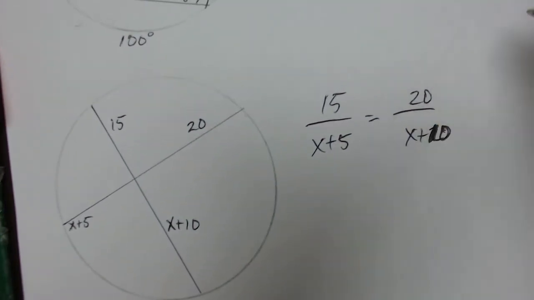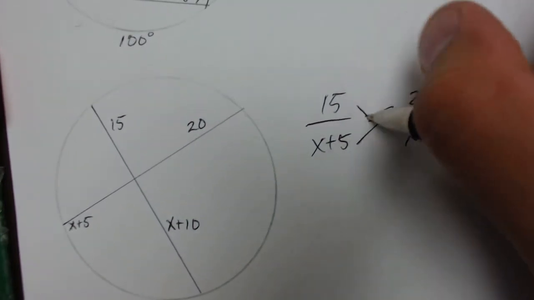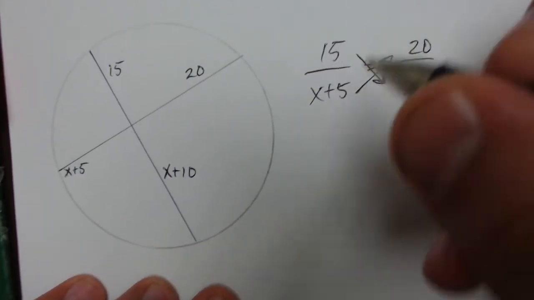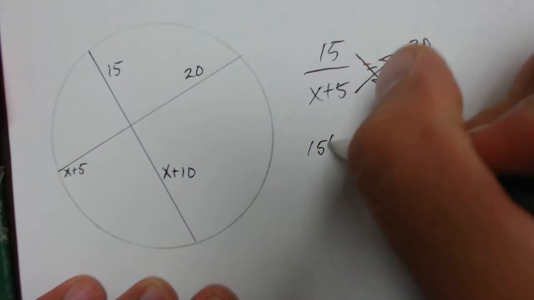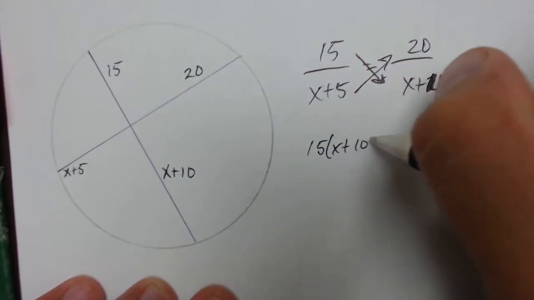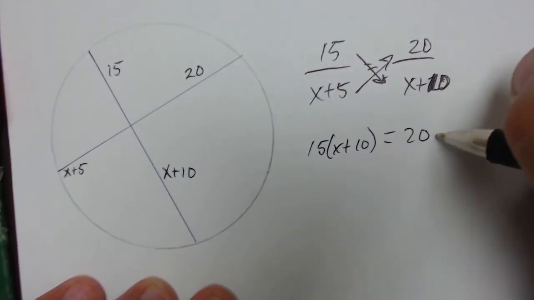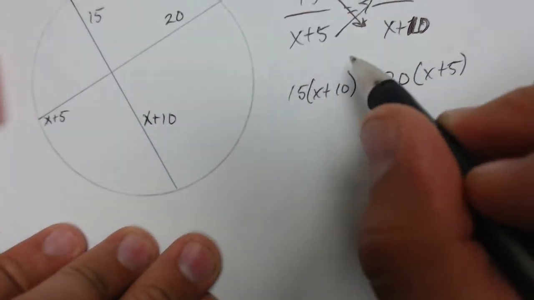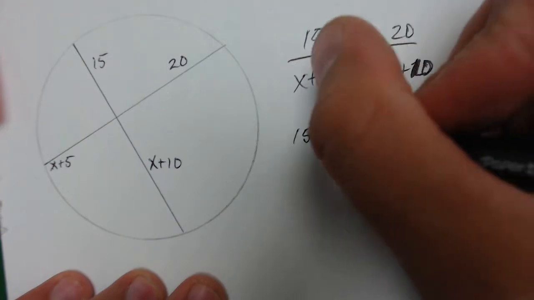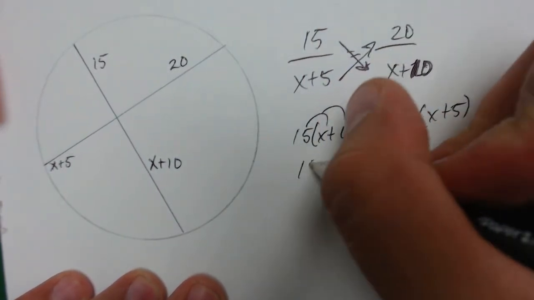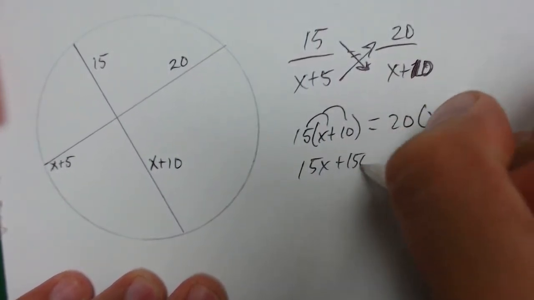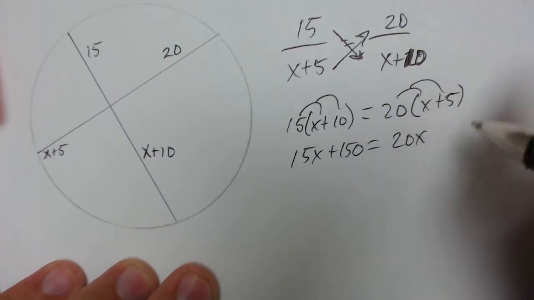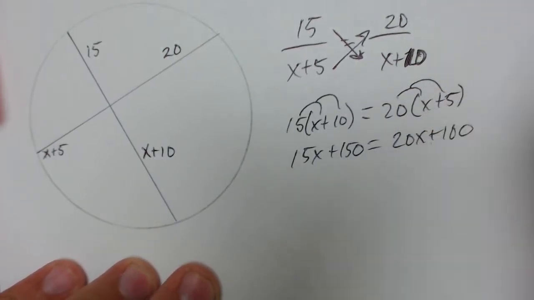And then again, to solve this proportion, we would cross multiply. That's what they mean by the product of the pieces. When we cross multiply, we get 15 times (x plus 10) equals 20 times (x plus 5). And again, don't forget to put these polynomials in parentheses. From here, we would distribute. We have 15x plus 150. That equals 20, this one distributes as well. We get 20x plus 100.